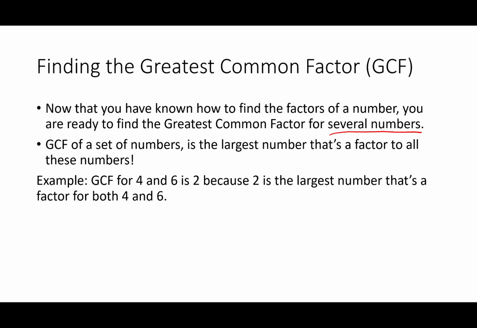Now, the greatest common factor, or GCF, of a set of numbers, right? It's more than two numbers, is the largest number that is a factor of all these numbers. Example, the GCF for 4 and 6 is 2, because 2 is the largest number that is a factor of both 4 and 6 here.